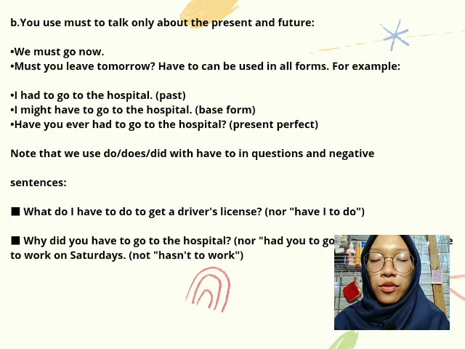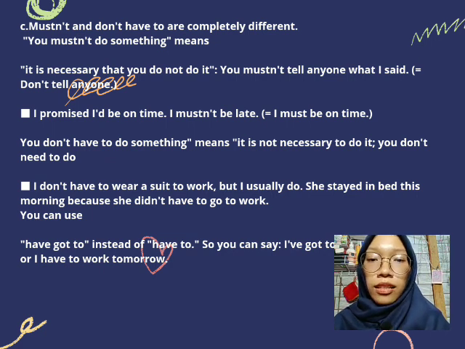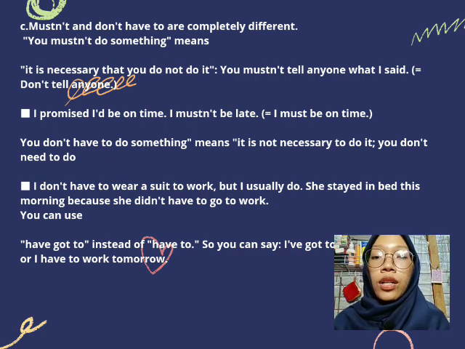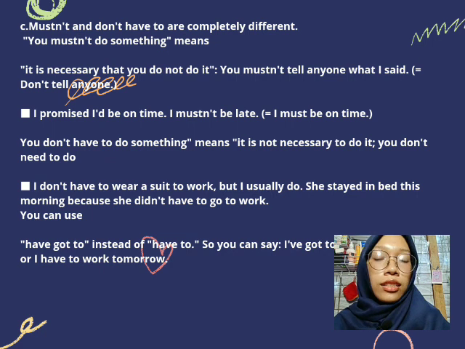Tom doesn't have to work on Saturdays. C. Must and don't have to are completely different. You mustn't do something means it is necessary that you do not do it. You mustn't tell anyone what I say. Don't tell anyone. I promise I'd be on time. I mustn't be late. I must be on time.